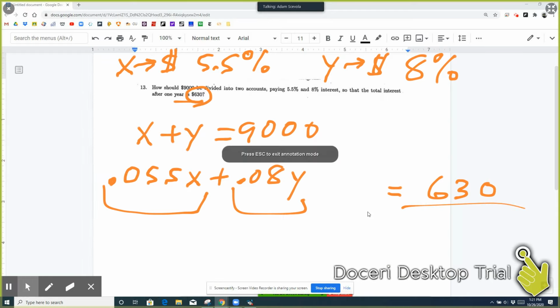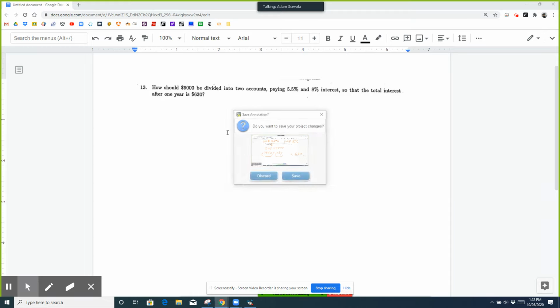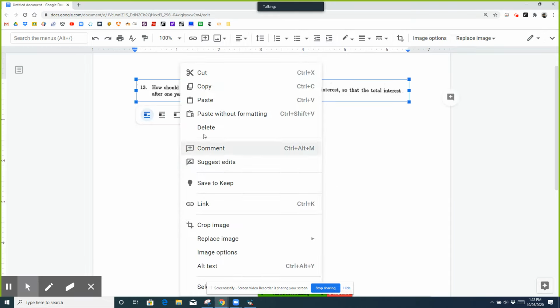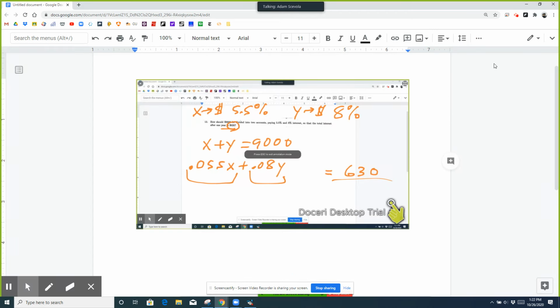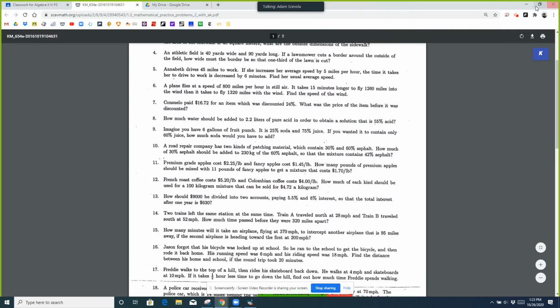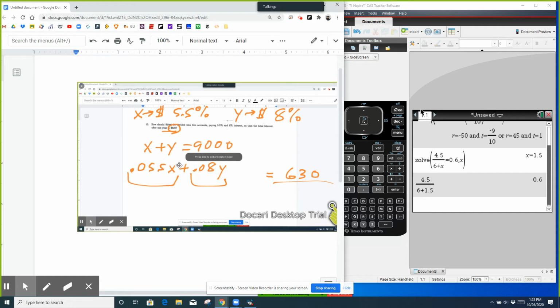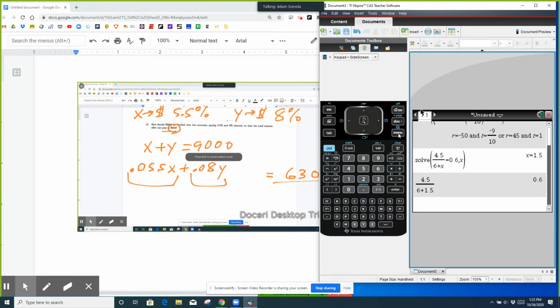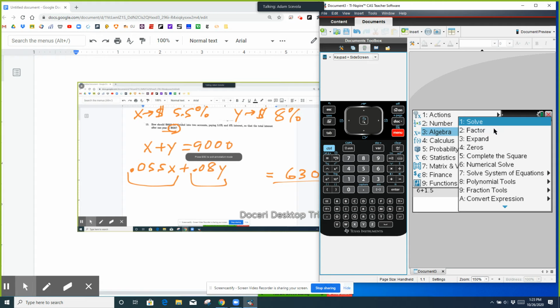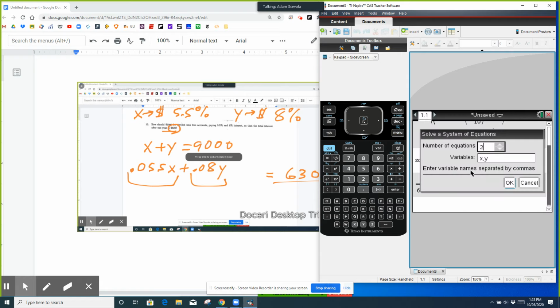And now you could type it into a graphing calculator, or any calculator. Well, I guess, yeah, a graphing one. Even the TI-Nspire non-CAS, you will be able to solve it because it is a system of equations. It just gave it to us: the interest after 1 year, 630. Yeah, no problem. So then I'm going to do menu, algebra. If you don't have a CAS, then you just do solve system of linear equations, because it'll work either way.